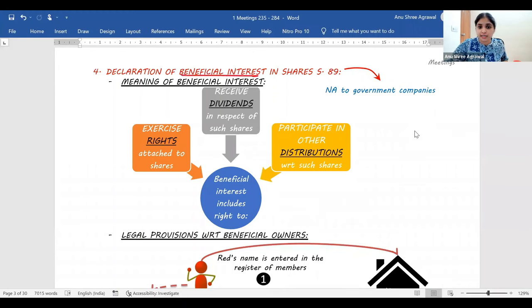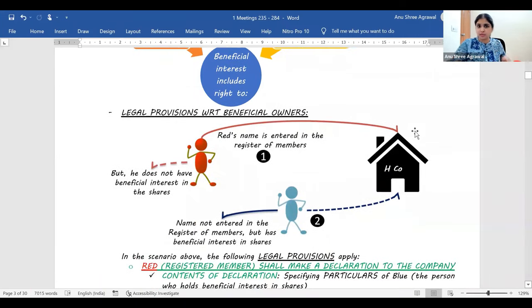Declaration of beneficial interest in shares. Here, look at the story. Red's name is there in the register of members, which means Red is a shareholder of the company. He is a member of the company. But namesake, actually, who is enjoying the benefits of the shares? Blue. Blue's name is not there in the register of members. Namesake, he has purchased the shares of the company in the name of Red. Everybody thinks Red is a shareholder because Red's name is there in the register of members. But actually, who is enjoying the benefits of the shares? Blue. So Blue becomes the beneficial owner of the shares. Red becomes the registered owner of the shares.